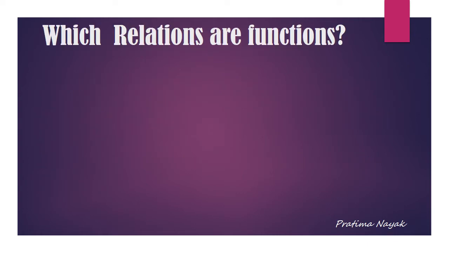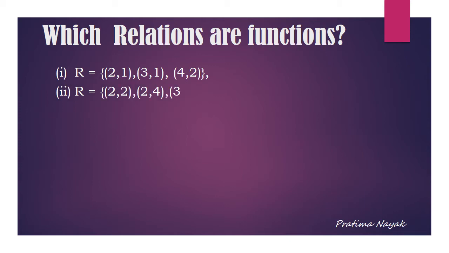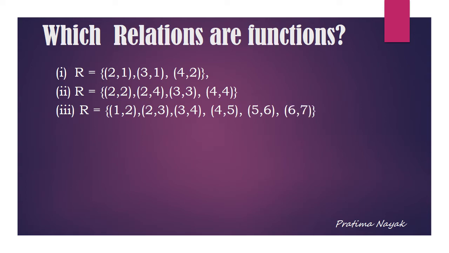Now let us see which relations are functions. So R is equal to {(2, 1), (3, 1), (4, 2)}. R is equal to {(2, 2), (2, 4), (3, 3), (4, 4)}. R is equal to {(1, 2), (2, 3), (3, 4), (4, 5), (5, 6), (6, 7)}. Let us see which relation is a function.